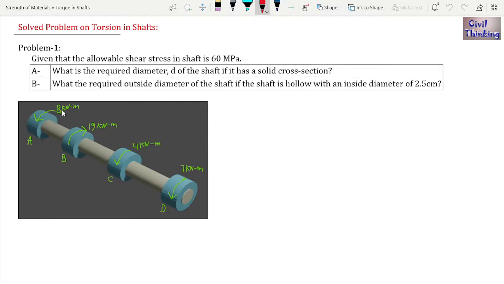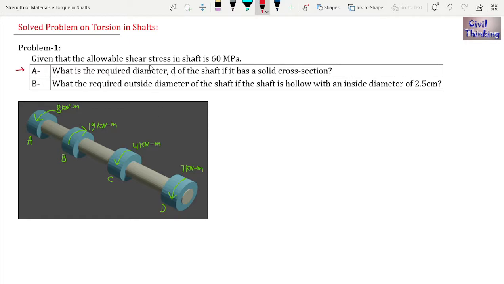Now you can see there is a torque acting at A, B, C, D. The 8 kilonewton torque is acting downwards, at B it is acting upwards, C downwards, and D downwards, right? Now part A: we have to find the diameter D.